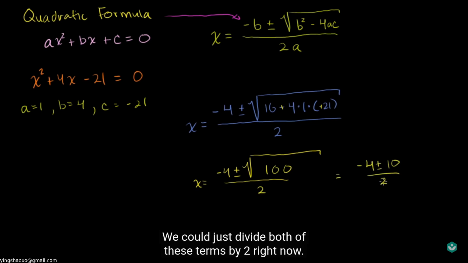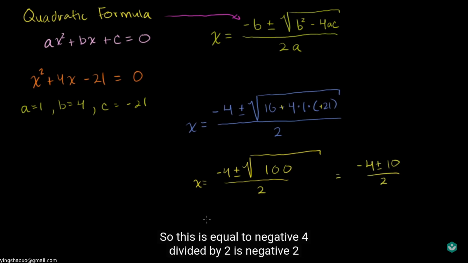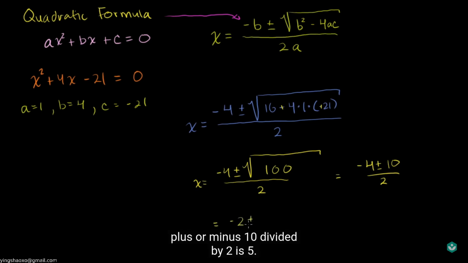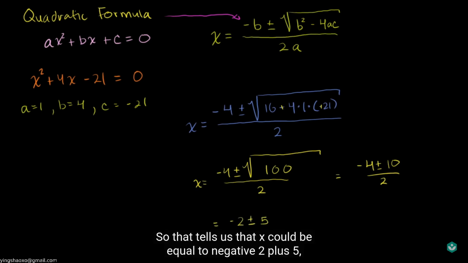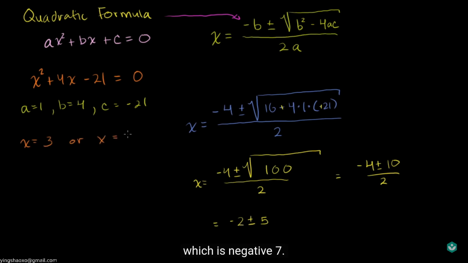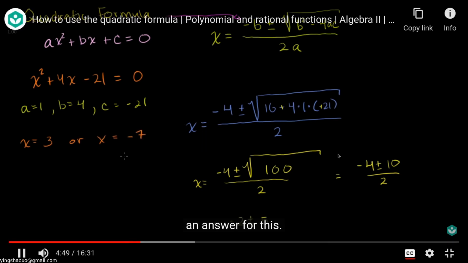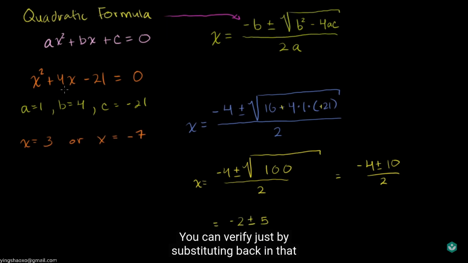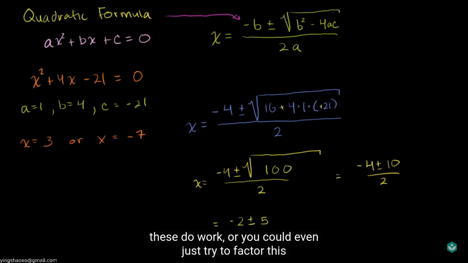We could just divide both of these terms by 2 right now. So this is equal to negative 4 divided by 2 is negative 2, plus or minus 10 divided by 2 is 5. So that tells us that x could be equal to negative 2 plus 5, which is 3, or x could be equal to negative 2 minus 5, which is negative 7. So the quadratic formula seems to have given us an answer for this. You can verify just by substituting back in that these do work, or you could even just try to factor.